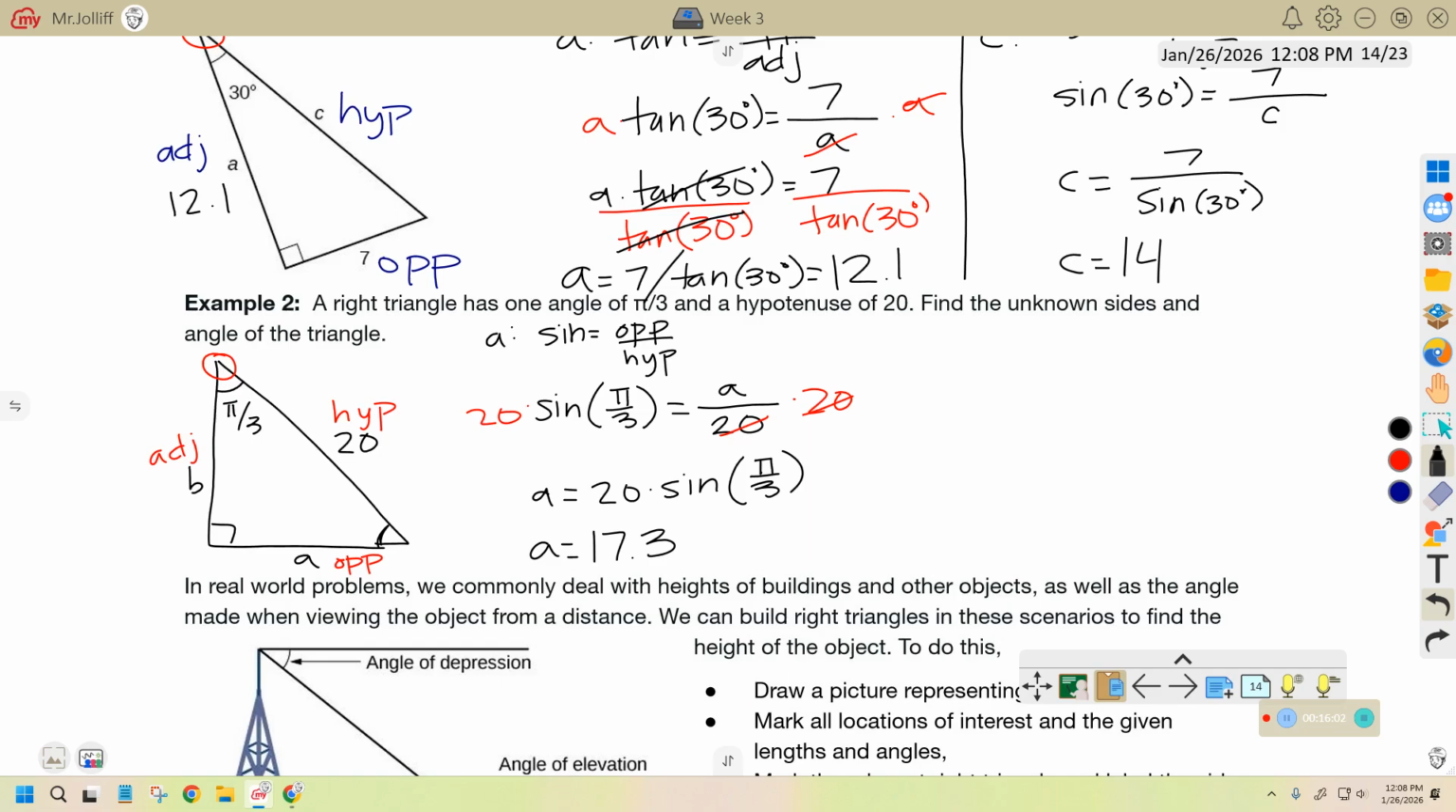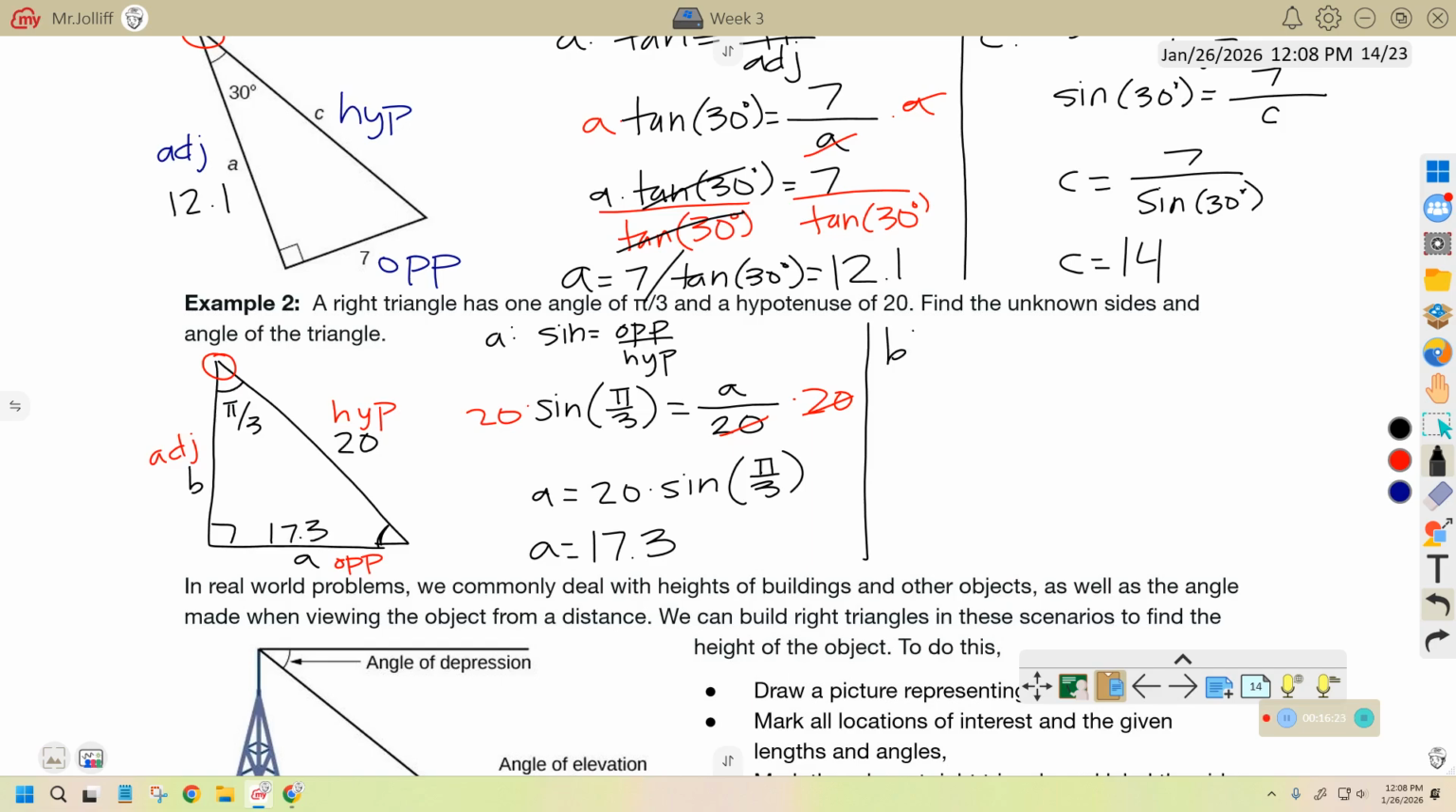I get 17.3 something, 17.30 something. See some nodding? That's a good sign. That makes sense. I know my leg should be shorter than my hypotenuse. It's shorter than 20. That's a good sign. Good. So I now know that 17.3.